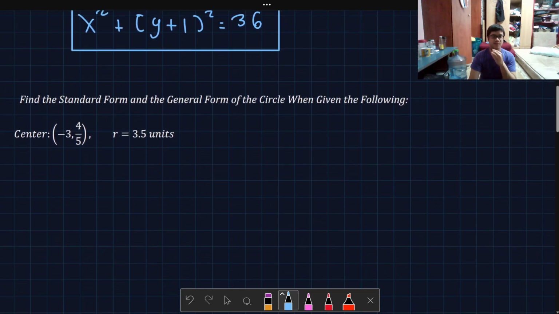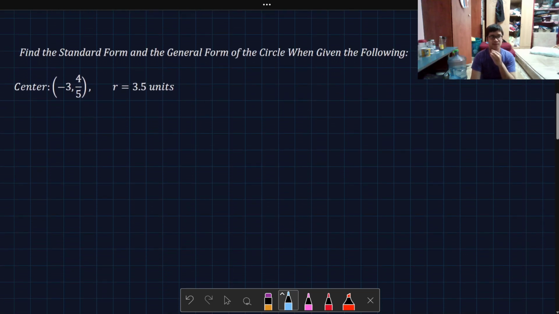Now we have this one. I do believe that that would be the last problem for this video. All right. So how about this? Find the standard form and the general form of the circle when given the following.